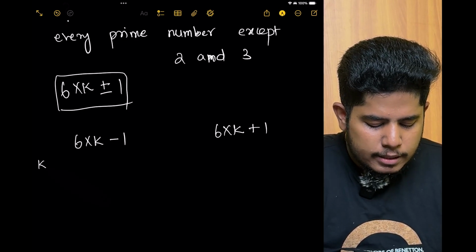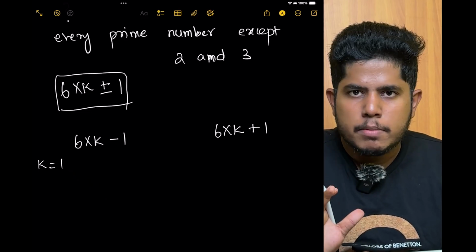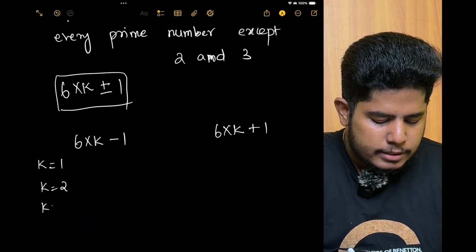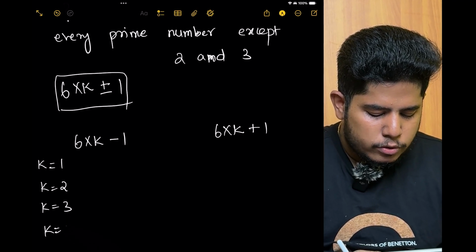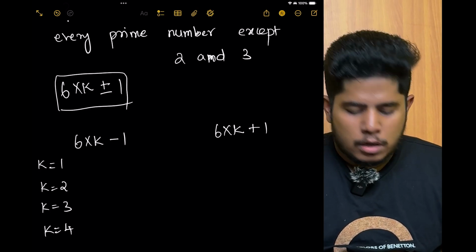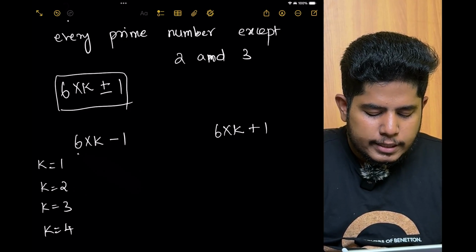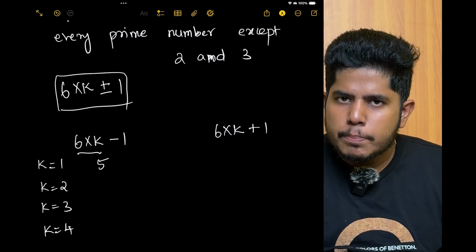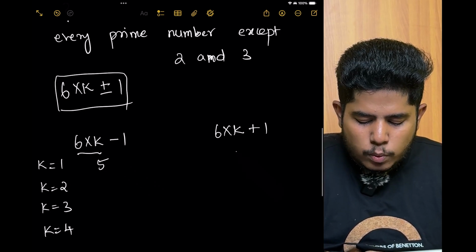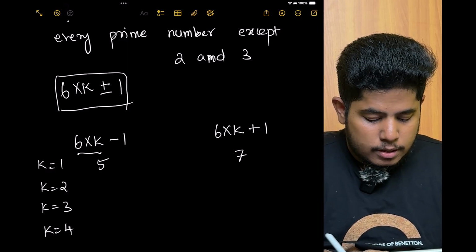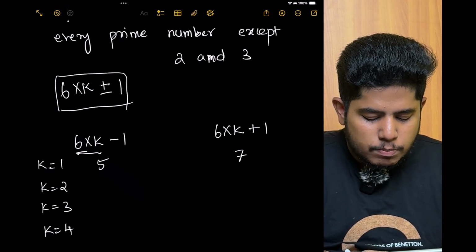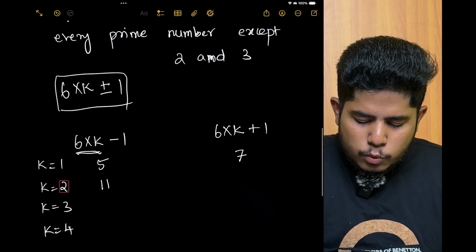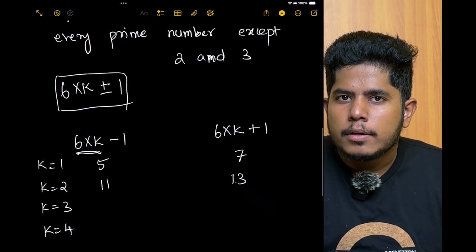Now I will start taking the value k equal to 1. The minimum value for k is 1. And we will take k equal to 2, k equal to 3, k equal to 4. Now, what if k is equal to 1? Then 6 multiplied by 1, 6 minus 1 is going to be 5, which is a prime number. Then 6 plus 1, 7, which is also a prime number. Then k equal to 2. 6 multiplied by 2, 12, 12 minus 1, 11, which is a prime number. Then 12 plus 1, 13, which is also a prime number.